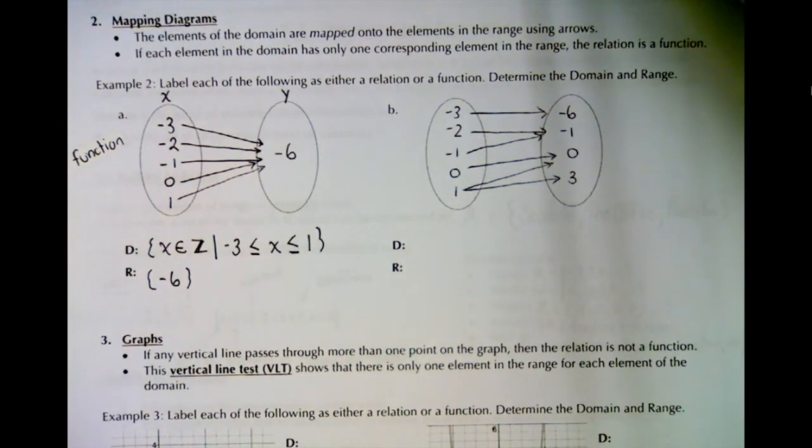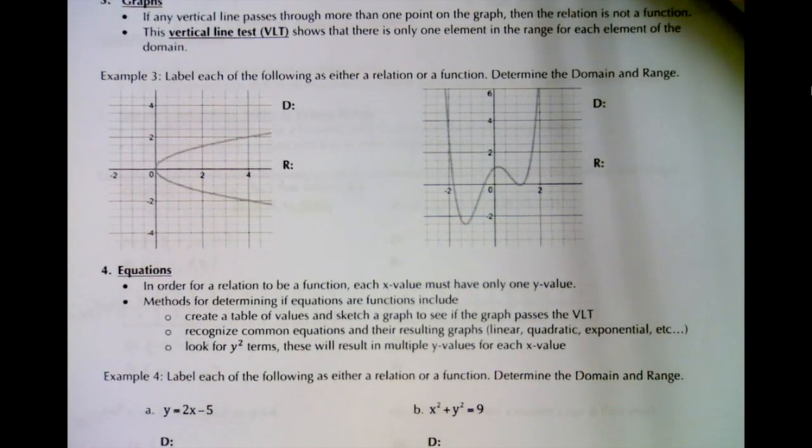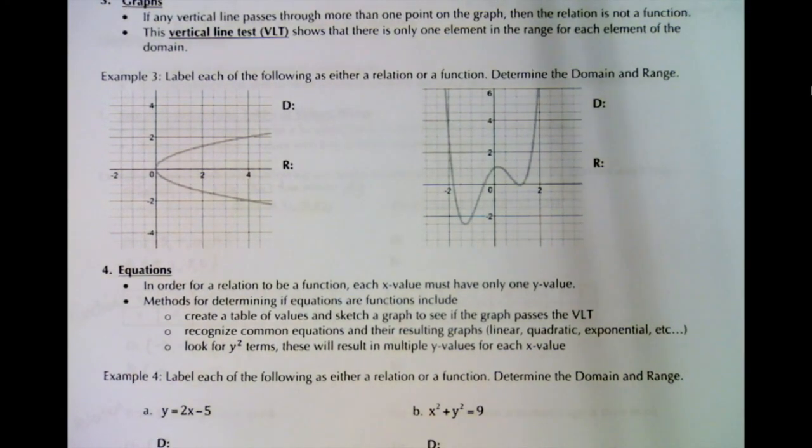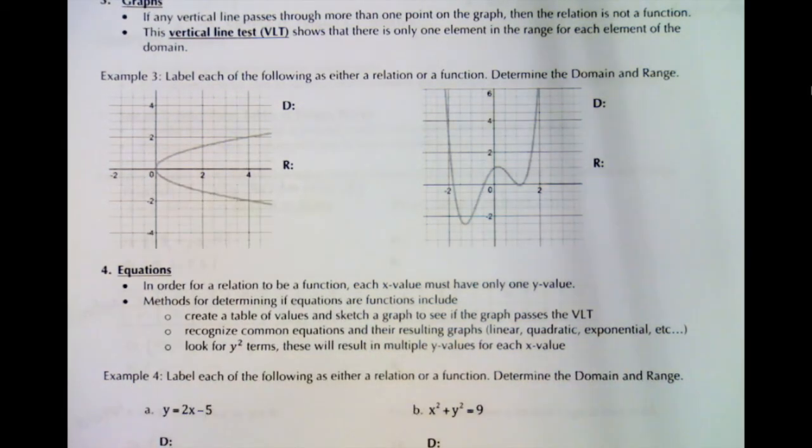All right. Example 3, graphs. When looking at a graph to decide whether it's a relation or function, you can do something called the vertical line test. The vertical line test is you simply draw a vertical line across the graph, and if anywhere on the graph it hits the graph twice, and by graph I mean the relationship, so in this case we have a sideways parabola, if it hits the relationship twice, it is not a function, because that means for that x there would be two y's.